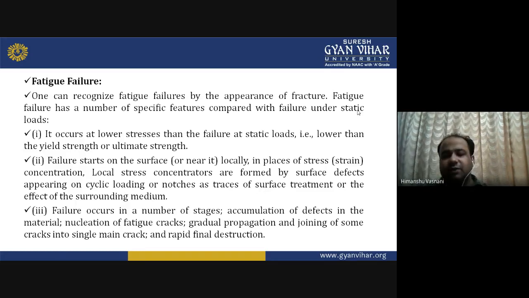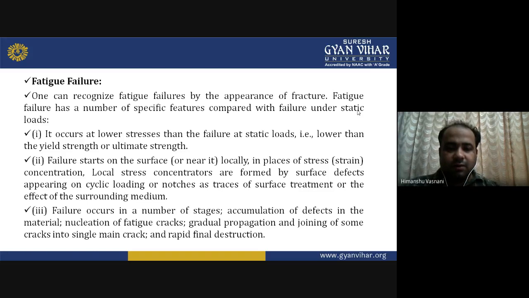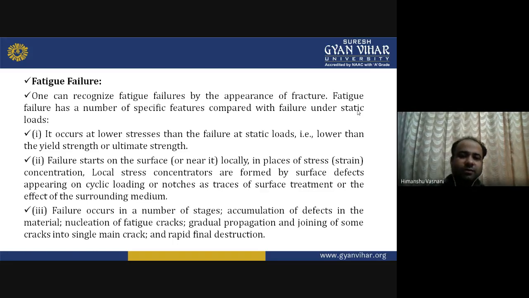Now failure starts on the surface or near it, locally, in places of stress and strain concentration. Local stress concentrators are always formed by surface defects appearing on cyclic loading, or by notches as traces of surface treatment or the effect of the surroundings.